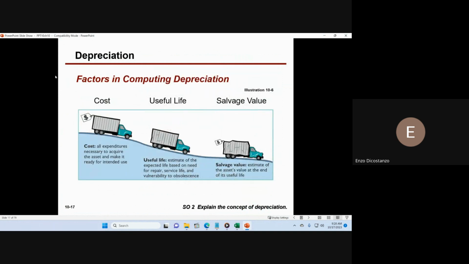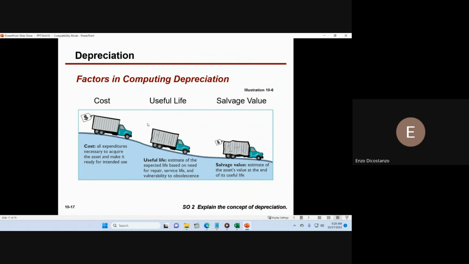Factors in computing depreciation. There's an initial cost. You run down the hill and notice the truck, how it's a little more beat up as you go down. See here, it's dented and has broken windows. It's a nice graphic, and this one's sort of medium beat up, and this one's brand new. So now there's scratches on it.